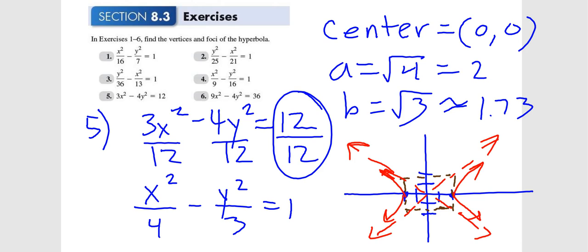How come you never did that before? How come I never put a focus? You mean why didn't I draw the dot for the focus? I don't think the other examples even asked me for that. Oh, one did, and I didn't put it in. We found them, but I didn't put the dots on the graph. All right, I can do that.